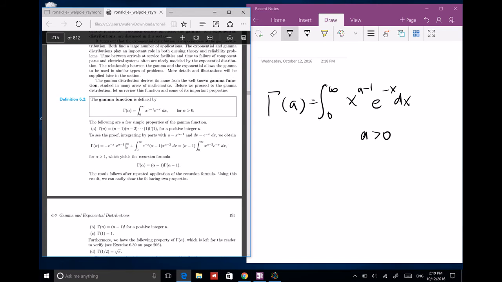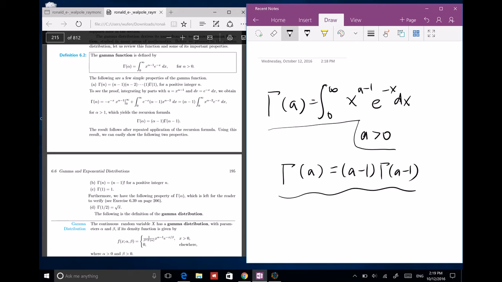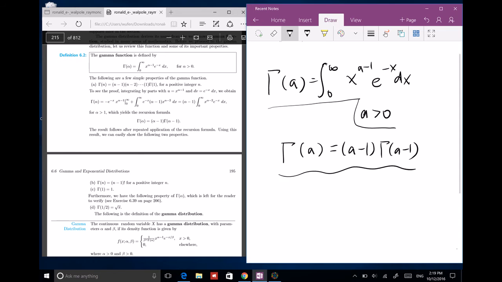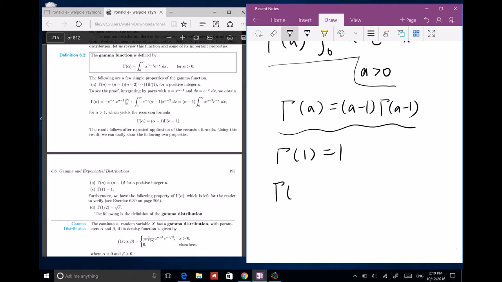The gamma distribution has several properties. The first one is gamma of alpha equals alpha minus 1 times gamma of alpha minus 1. You can use this one to do the deduction; I think it's by integration by parts. The second one is gamma of 1 equals 1. Gamma of n equals n minus 1 factorial. Why is it like that? You can continue: gamma of n equals n minus 1 times gamma of n minus 1.